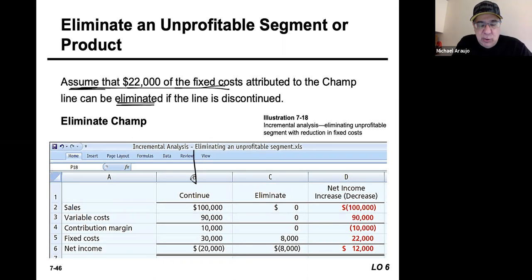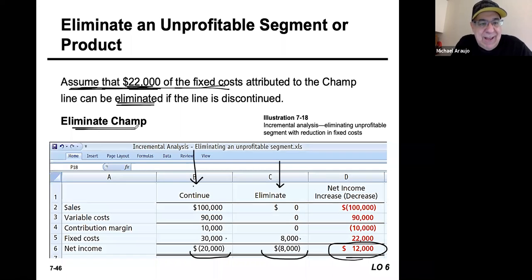If we continued Champ, we would still have 100,000 of sales, 90,000 of variable costs, and 30,000 of fixed costs, which means we'd lose 20,000. But if we eliminated Champ under these conditions, where we would see 22,000 of fixed costs gone, then fixed costs would be reduced to 8,000. And now instead of losing $20,000 a year on Champ, we'd only lose 8,000, which adds another $12,000 in profit, because what we don't lose, we keep. And so in this case, it's time for Champ to pack the bags. Okay.